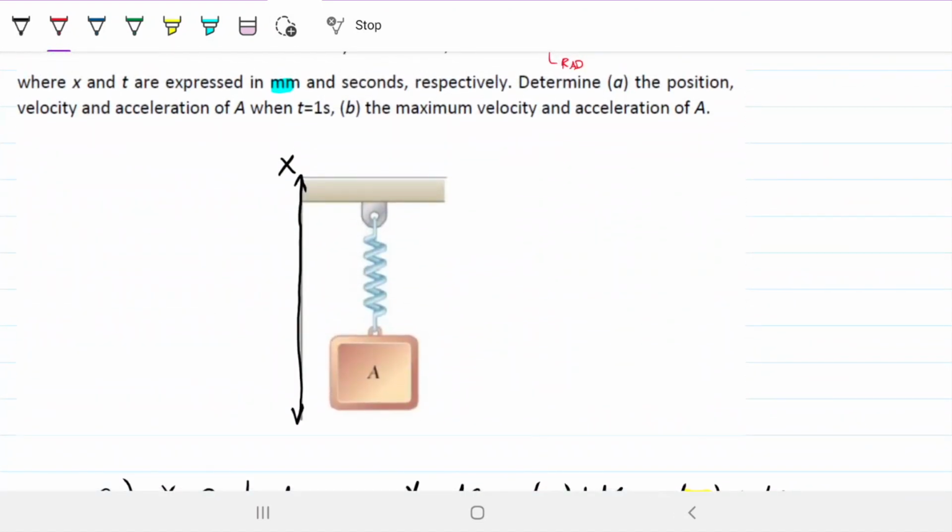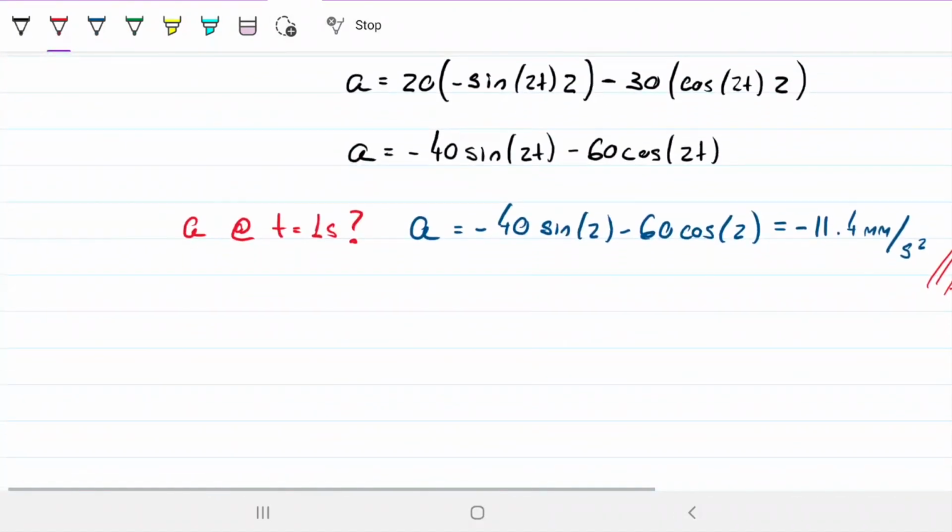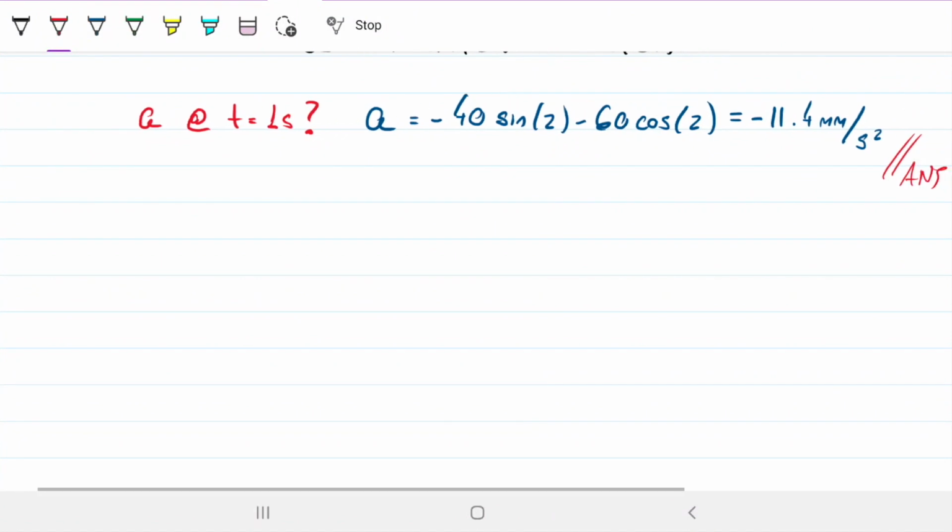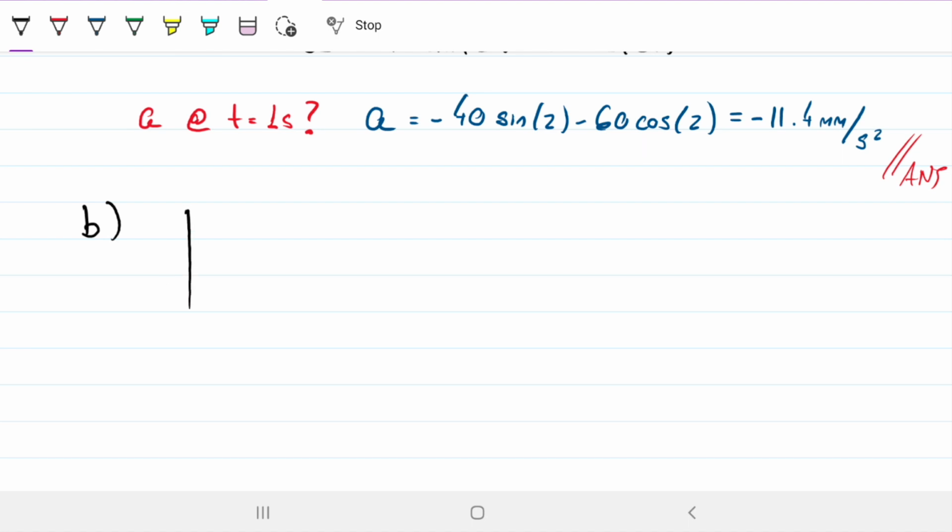B, what is the maximum velocity and acceleration of A? Okay, so we have equations that define the velocity and acceleration at any given point. And we know that they're going to be cyclical functions, right? So regardless of whether we're thinking about the acceleration or the velocity, with the x-axis here being time, we're going to have something cyclical. It's going to be going up and down like that.